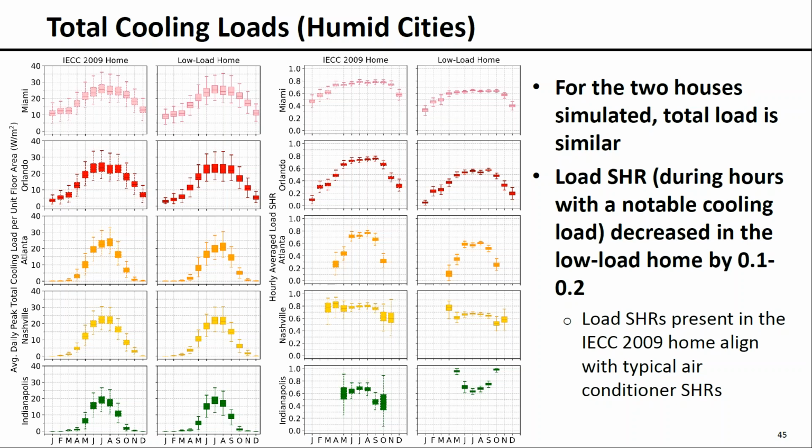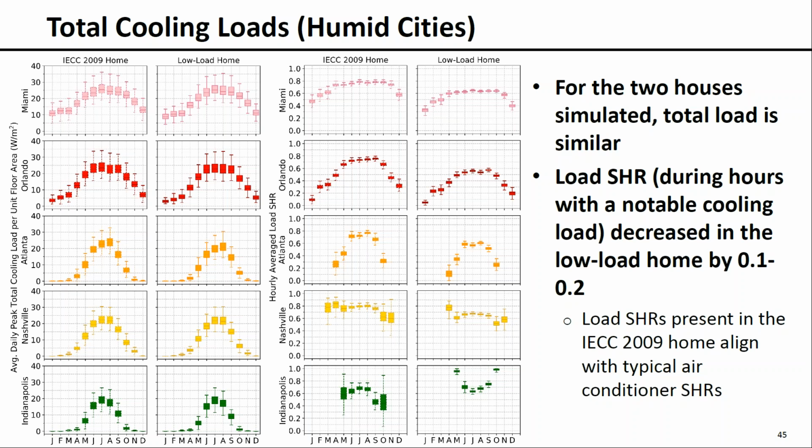The load SHRs here are only shown for months that have a total cooling load greater than 1 watt per meter squared, and that's why you see a lot of boxes missing from Atlanta, Nashville, and Indianapolis during the winter months. In the plot on the left, you can see that the total load between the two homes is actually quite similar. This is due to the increased latent load offsetting the sensible load reduction. For Miami, Orlando, Atlanta, and Nashville homes, the median summer load SHRs correspond to 0.71 to 0.8, which is pretty typical for conventional air conditioning equipment.